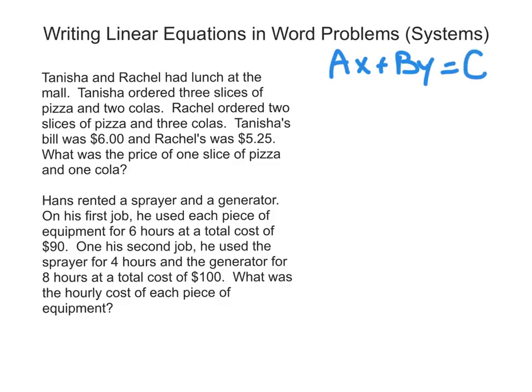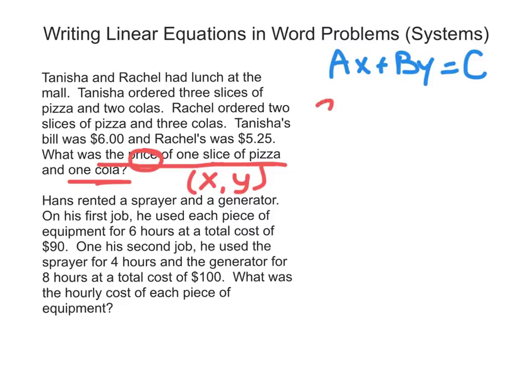And the other thing I want to remind you is to always look at the question itself to try to come up with what your variables x and y represent. Since the question in this first one says, what was the price of one slice of pizza and one cola? So our two variables for x and y are going to be the price of pizza and the price of cola. So the two equations should look like this.